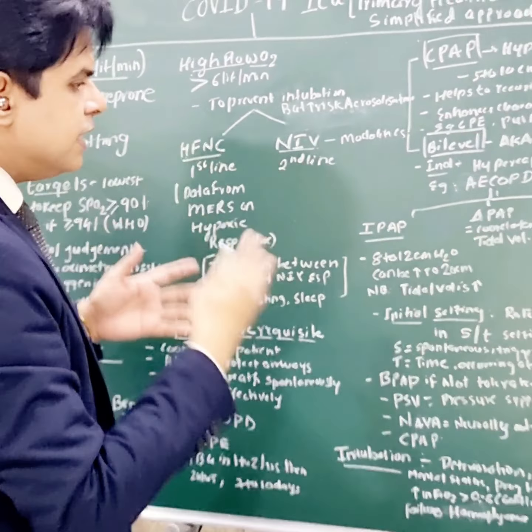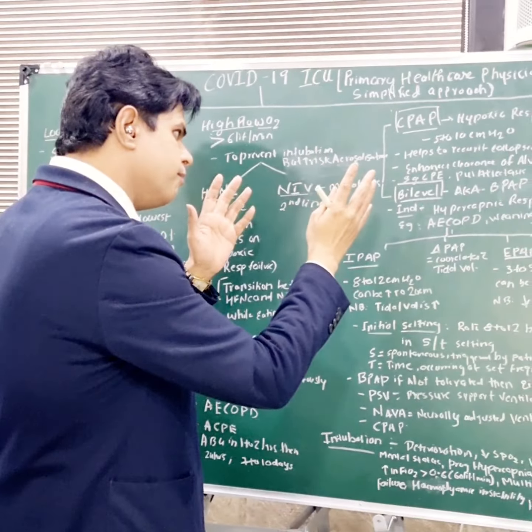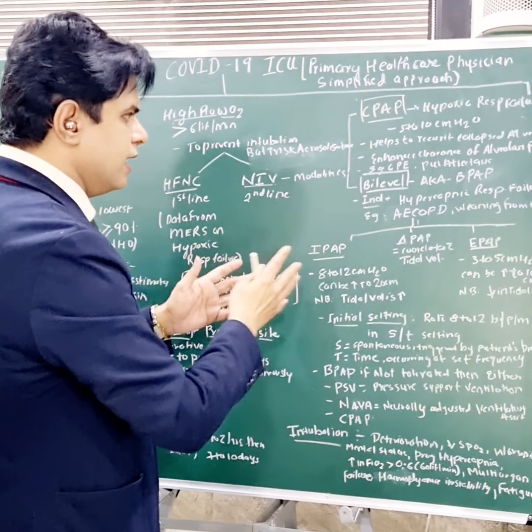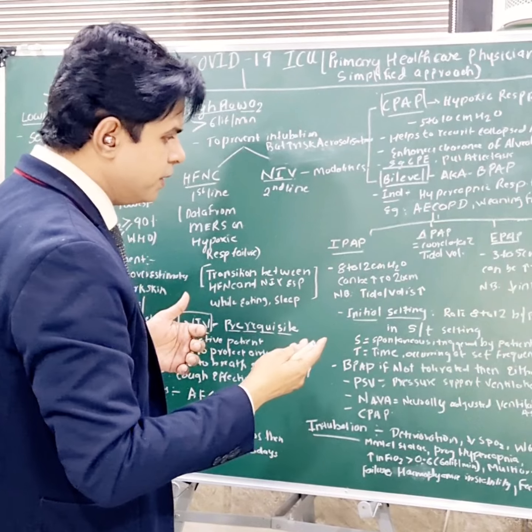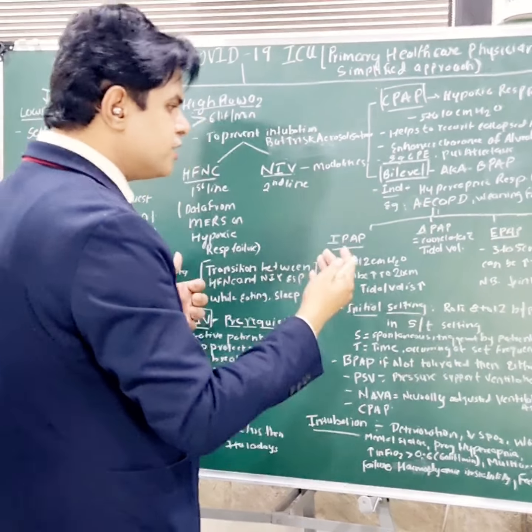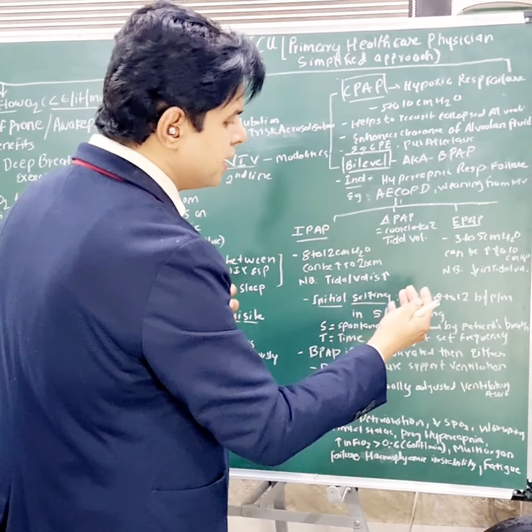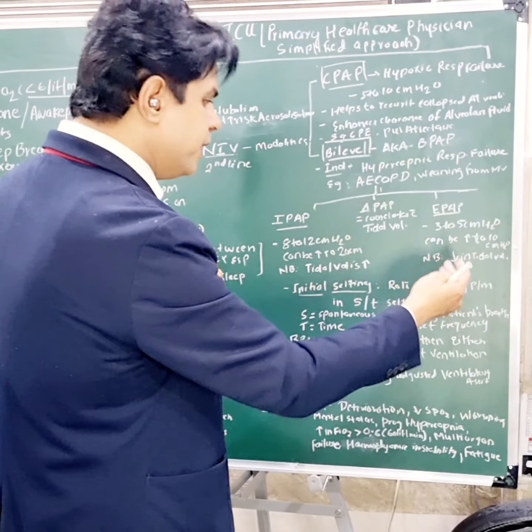Now, in the initial setting, when you put your patient on non-invasive bilevel ventilation, and the patient has hypercapnic respiratory failure or an acute exacerbation of COPD with the SARS corona infection, the initial setting is you have to keep the respiratory rate around 8 to 12 breaths per minute.